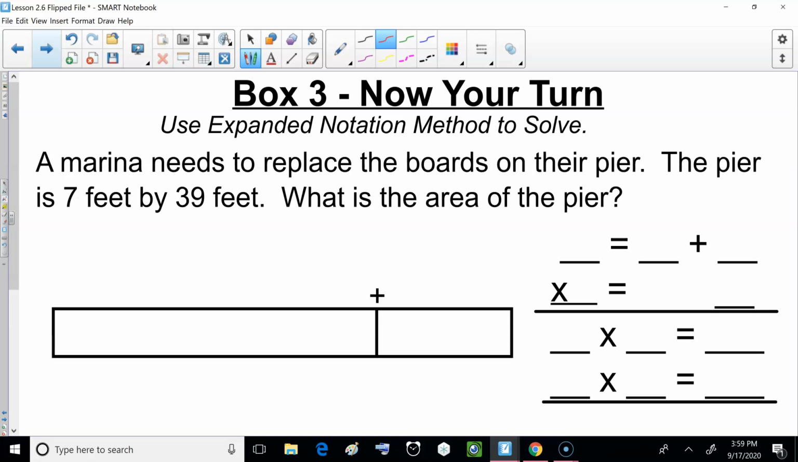And now we're going to try another question, but we're going to use the expanded notation with the area model to work on getting used to what that looks like. A marina needs to replace the boards on their pier. The pier is 7 feet by 39 feet. What is the area of the pier? So you're going to pause the video, you're going to work out the math. If you want to start with the area model first and then think about how you can put that into your expanded notation method, use the examples to help guide you. And remember, this is a word problem, so it's going to need a label once you get your answer.